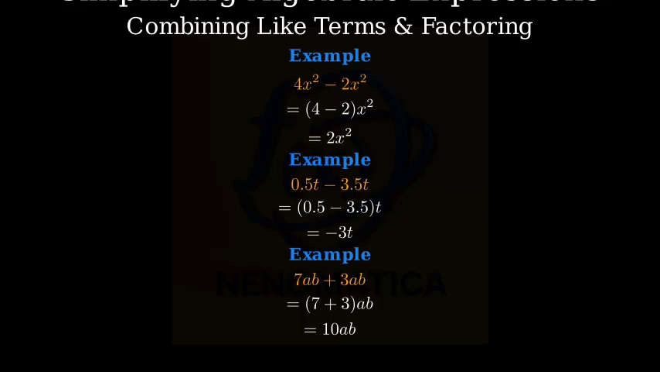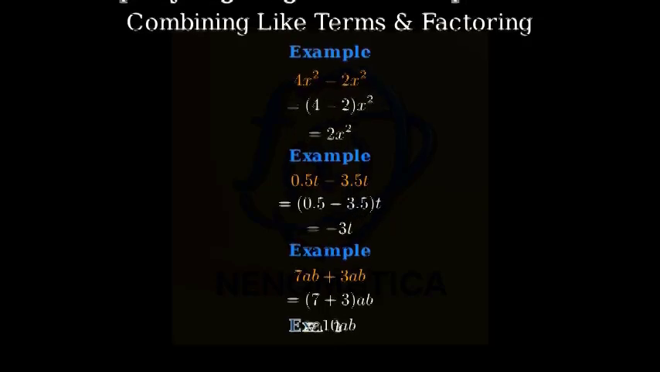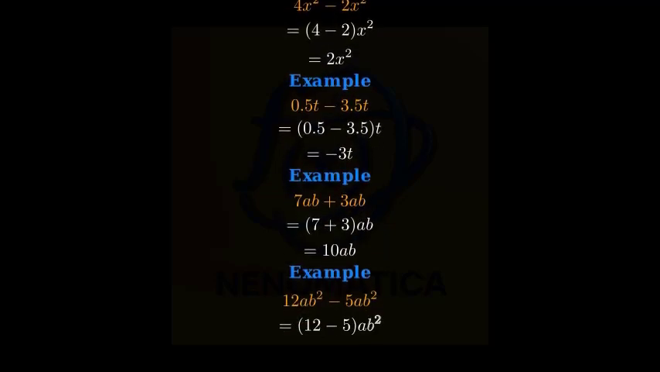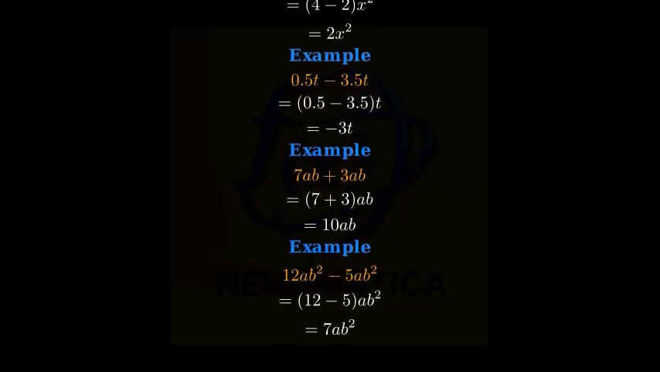Let's look at our fourth example, 12ab squared minus 5ab squared. Just like before, we have terms with the same variable part, ab squared. We can combine them by subtracting the coefficients. We can rewrite this as open parenthesis 12 minus 5 close parenthesis ab squared. 12 minus 5 equals 7. So our simplified expression is 7ab squared.